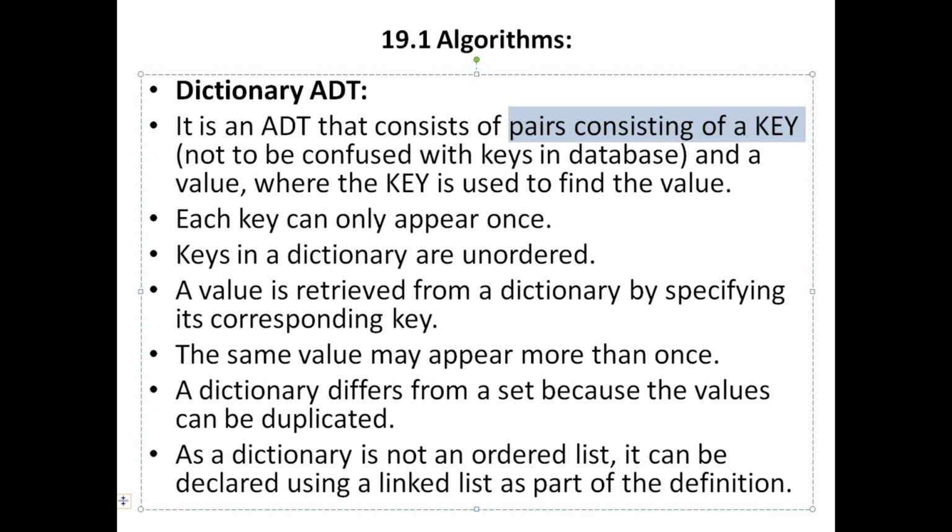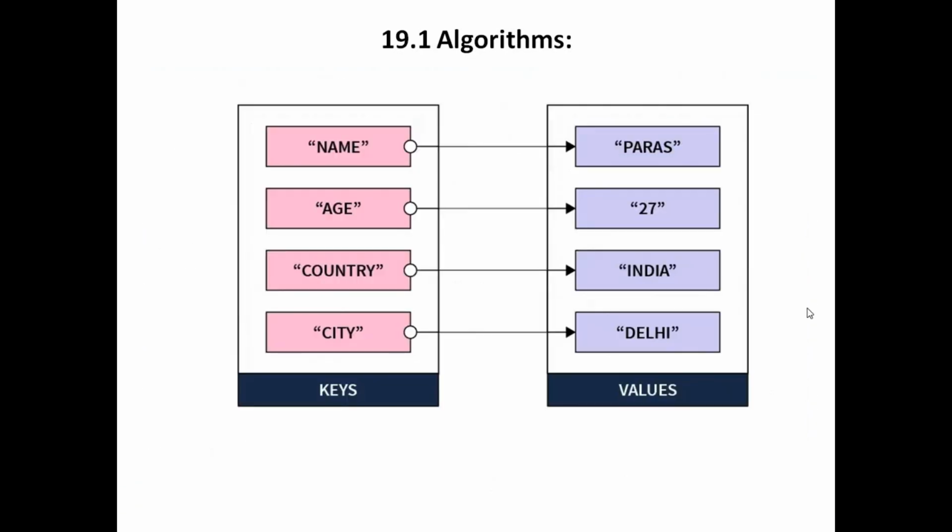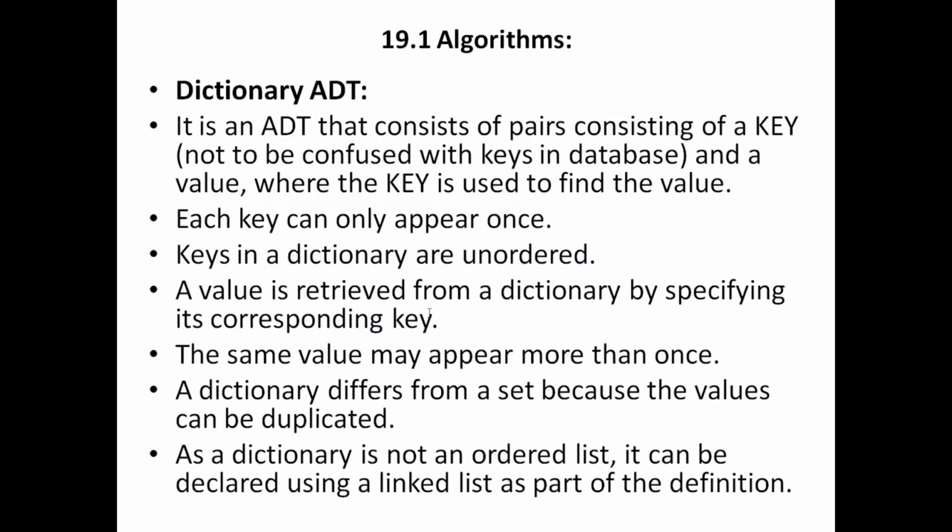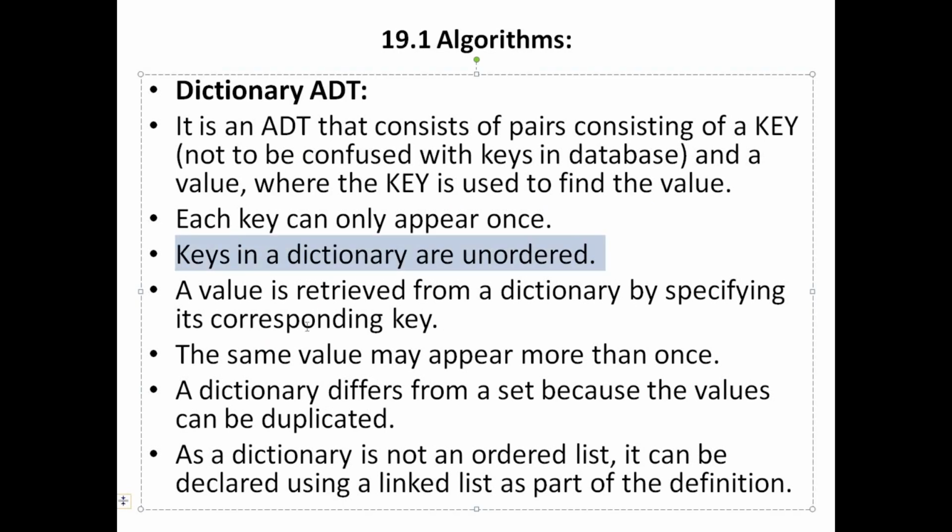So let me just show you a diagram to help you understand better. This is what a dictionary data type looks like. Every key is assigned some value. Keys in the dictionary are unordered, and by using the corresponding key you can retrieve a value from the dictionary. The dictionary differs from a set because the values can be duplicated, whereas in sets we cannot have duplicates. As a dictionary is not an ordered list, it can be declared using a linked list as a part of the definition.